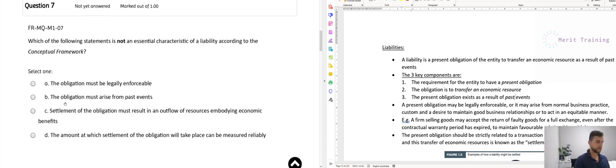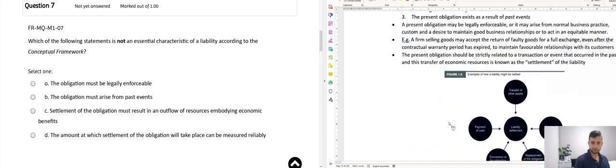But let's just go through the other options just to make sure. So settlement of the obligation must result in an outflow of resources embodying economic benefits. So we know that there needs to be a transfer of economic resources, so that's correct as well. The amount at which settlement of the obligation can take place can be measured reliably. So this one is also correct as well.